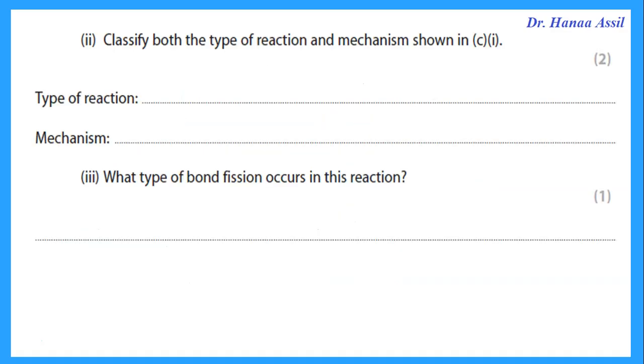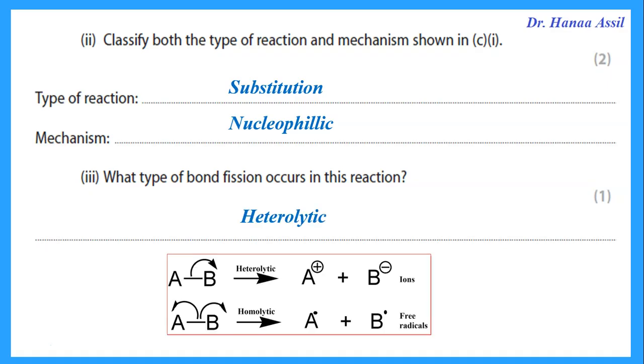Classify both the type of reaction and mechanism shown. This is a substitution, nucleophilic substitution reaction of replacing the Br with an OH. What type of bond fission is this? If we're breaking, remember, what type of bond fissions do we have? It is either heterolytic, in which both electrons go to one of the atoms, and this is what is happening here, to form ions, so this is heterolytic.